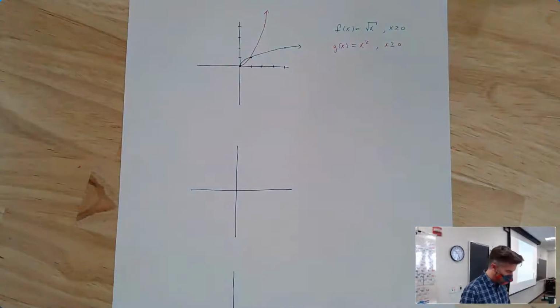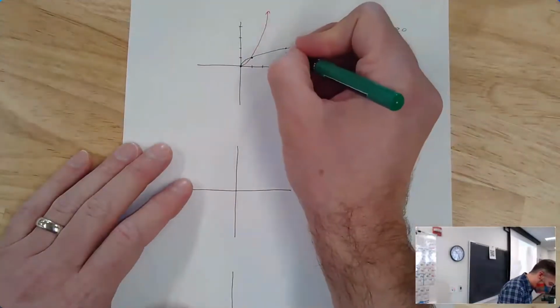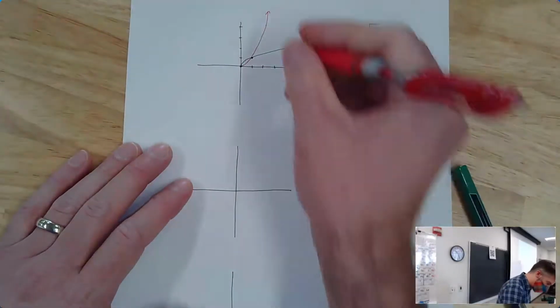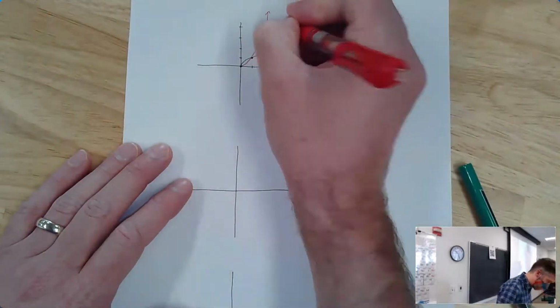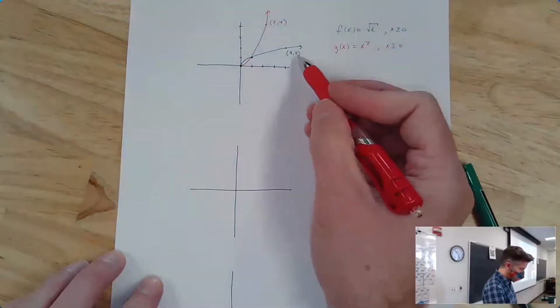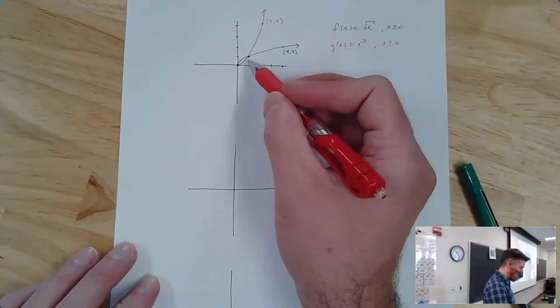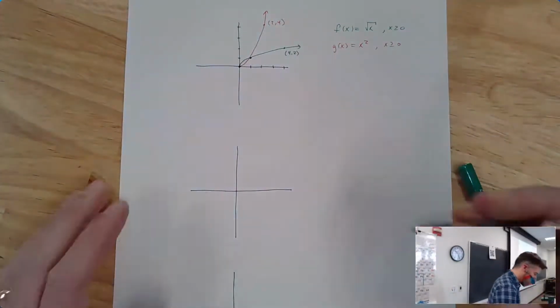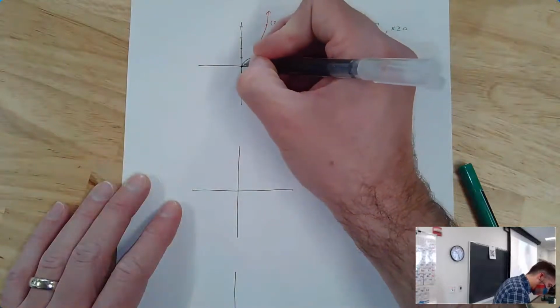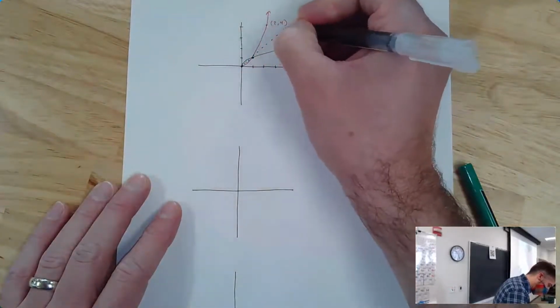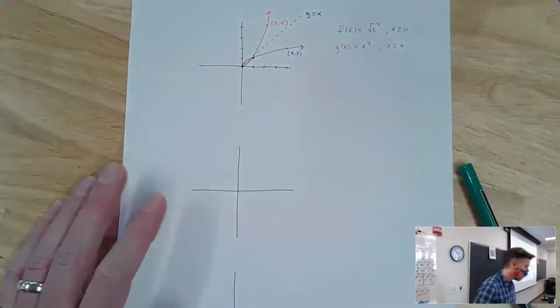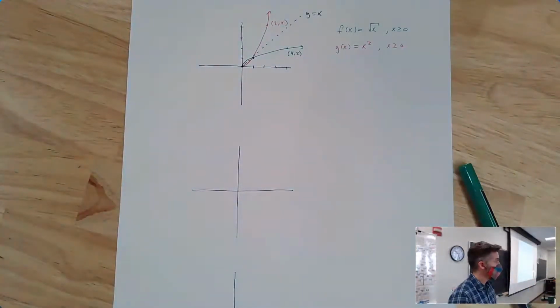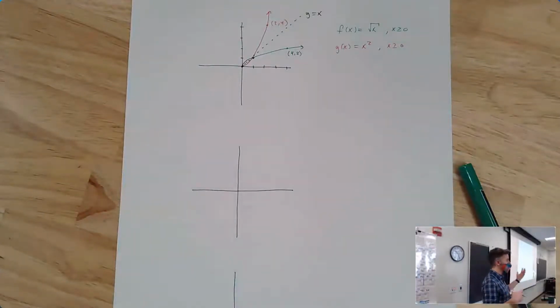And you might notice the points I plotted. The x and y values are interchanged. I've got 4, 2 here, I've got 2, 4 there, I've got 1, 1 here, I've got 1, 1 there, I've got 0, 0 here, I've got 0, 0. I think you can interchange 1, 1 and get 1, 1. What we have here is that these graphs are reflections of each other across the line y equals x. And that's always true for inverse functions. Graphically, they are always mirror images of each other across the line y equals x.